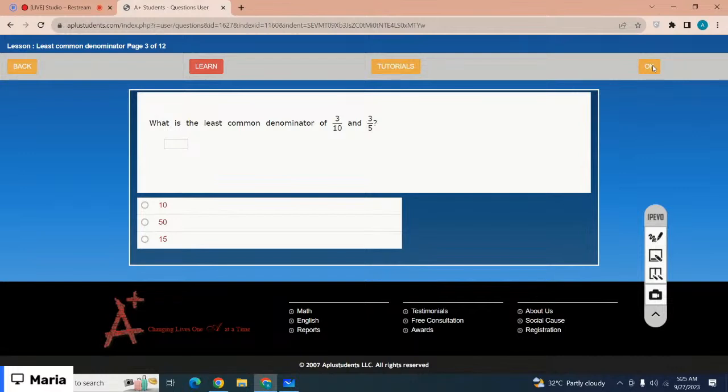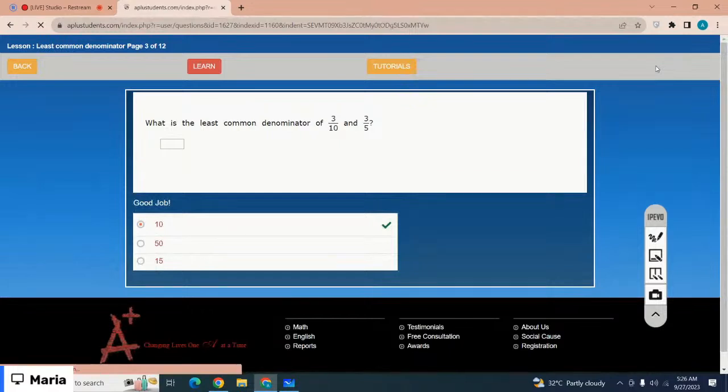Hold on, hold on. Use the trick. The smaller number is 5, the greater is 10. And 5 times 2 is 10, right? So the smaller number is a multiple of the greater number. That means the least common denominator is the greater number. That would be 10. So the correct option is 10. It is not 15. The correct option is 10.